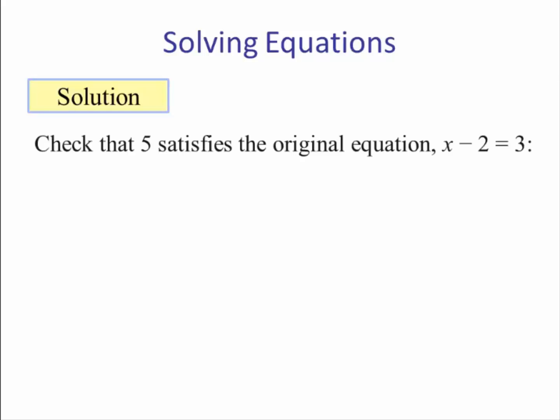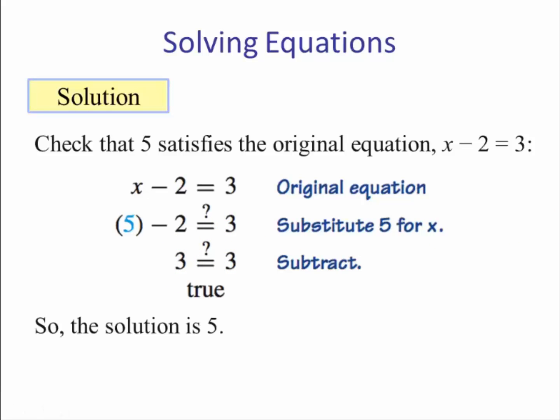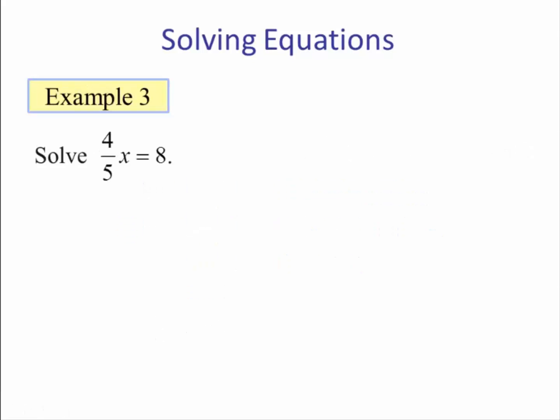Now to check this, what we're going to do is take the original equation and we're going to substitute 5 in for x, and we see if the left hand side equals the right hand side, and it does. 3 does equal 3, so it checks. So the solution is 5. We verified it. Example 3, solve 4/5 times x equals 8.